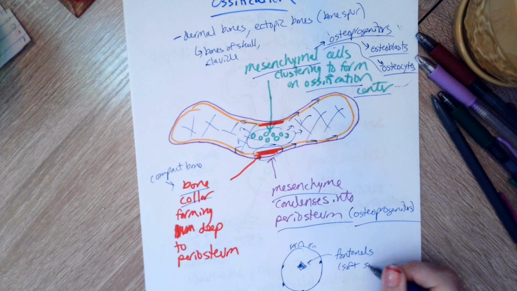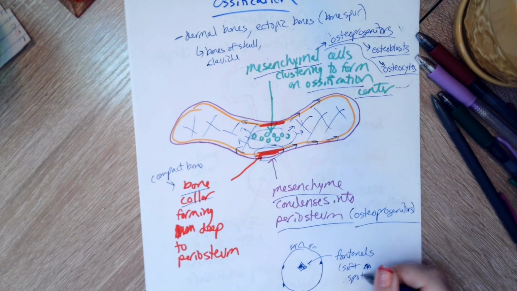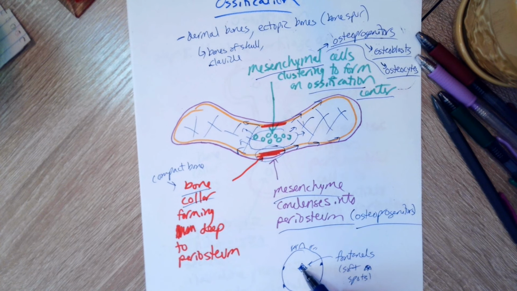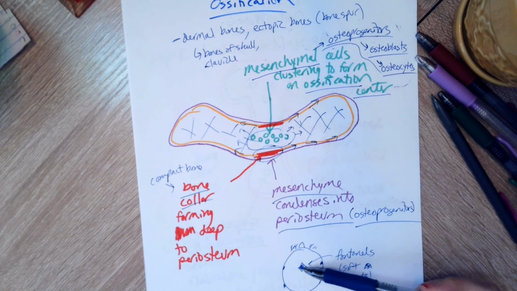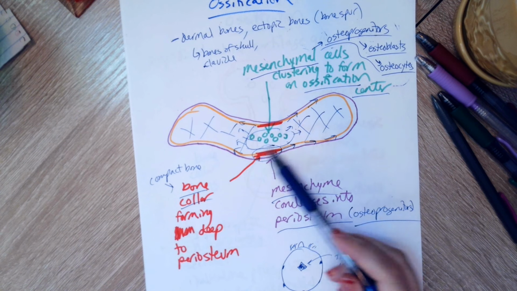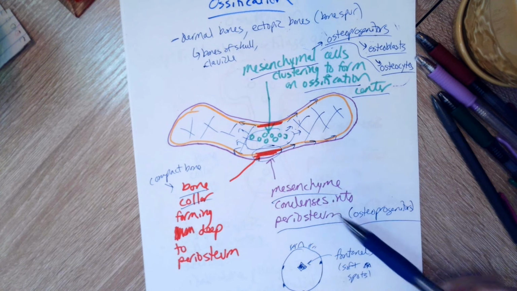And this is why, soft spots. This is why you don't want to sit there and push on a baby's head, because it is a soft spot. It is a place where the intramembranous ossification hasn't completed yet. You're still kind of in the ossification center stage of it. You don't have the bone collar fully formed all the way.